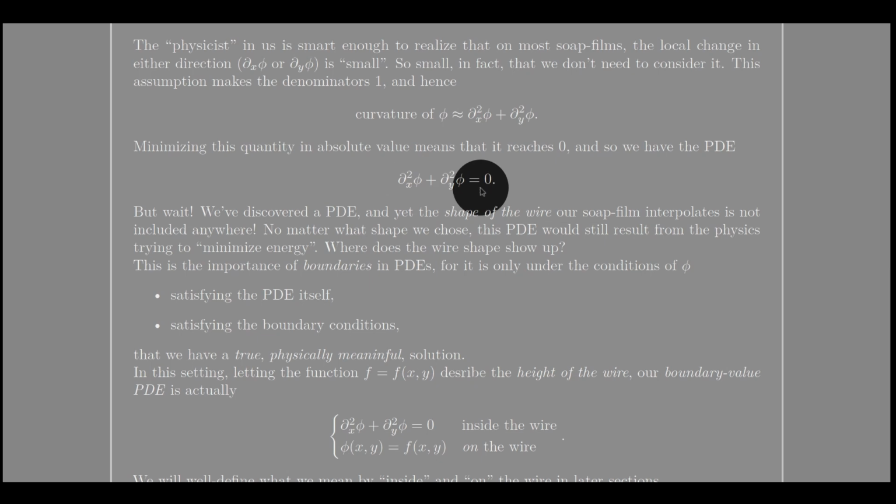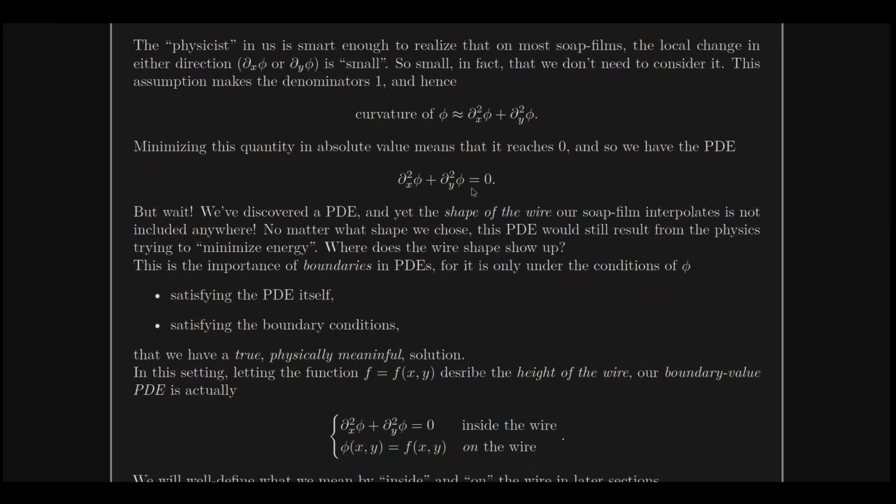So the question is, we derived a PDE, but it's just talking about curvature, it's not talking about the shape of the wire itself. Where does the shape of the wire come into play? And this is something very special about PDEs, is that they really care about boundaries. Okay, so back in ODEs, you probably had some boundary value problems that you worked with. But boundaries are trivial in one dimension because the boundary of any interval is just 2 points. It's the endpoints of the interval.